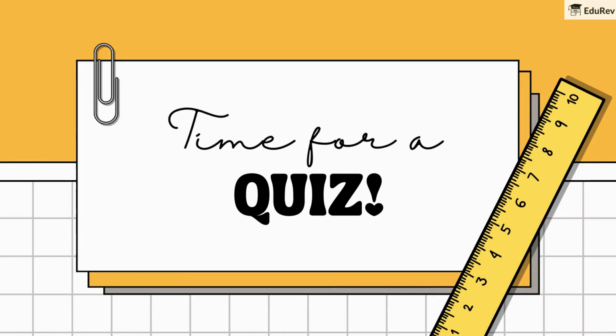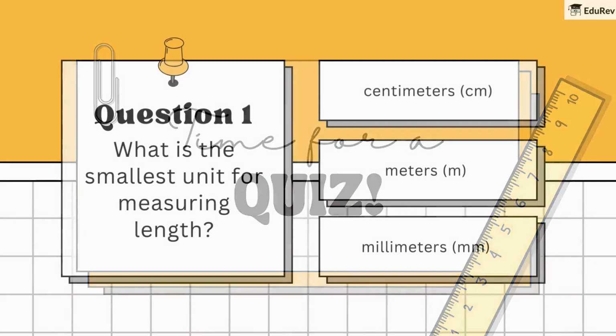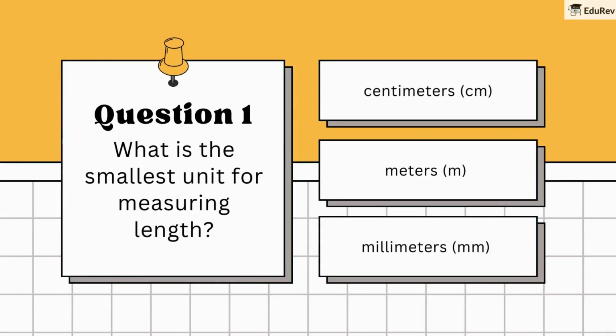Alright, children, it's quiz time. Let's see what you've learned. Get ready to answer some questions. First question, what's the smallest unit for measuring length? Is it meters or millimeters? Think about the grains of rice.